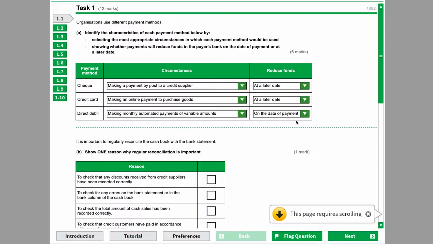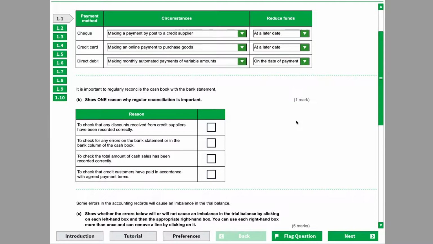So that covers part A. Now moving on to part B. It is important to regularly reconcile the cash book with the bank statement. Show one reason why regular reconciliation is important. So essentially here we need to pick a reason for doing a bank rec.